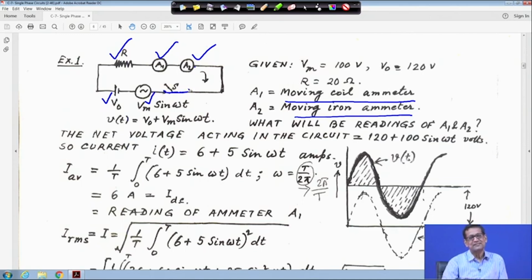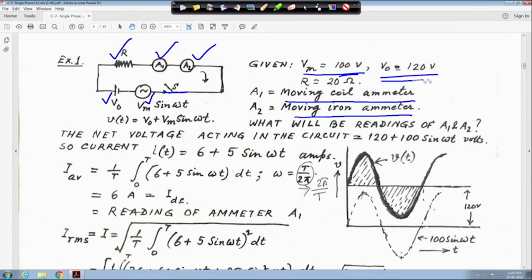So this is the series circuit. It is given Vm is equal to 100 volt, that is, the peak value is 100 volt, and a DC voltage V0 of 120 volt DC. The AC peak value Vm and the DC source are connected in series. I have taken this example because it will make our understanding very clear. A1 is the moving coil ammeter and A2 is the moving iron ammeter.